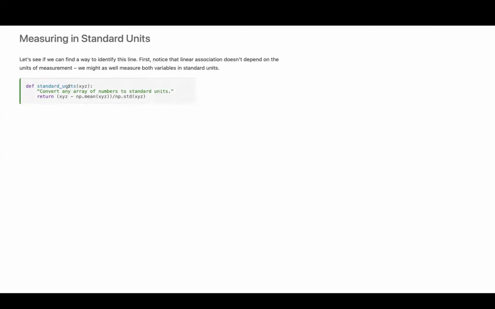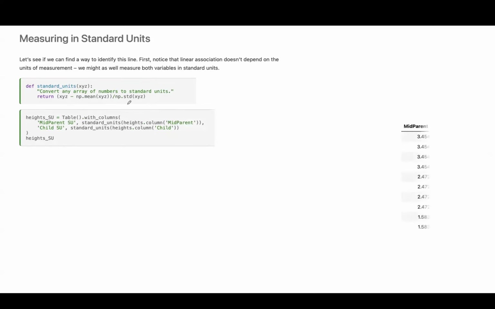So let us define a function. The function is called standard_units. You pass in x, y, z, and it converts any array of numbers to standard units by finding the difference between that array of numbers and the mean and dividing by the standard deviation.